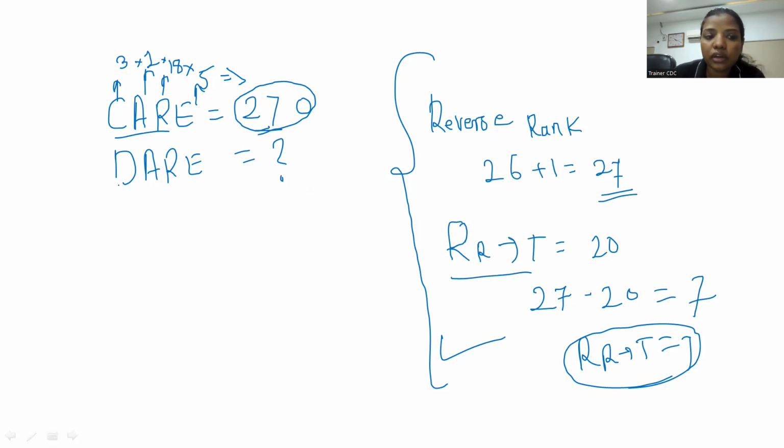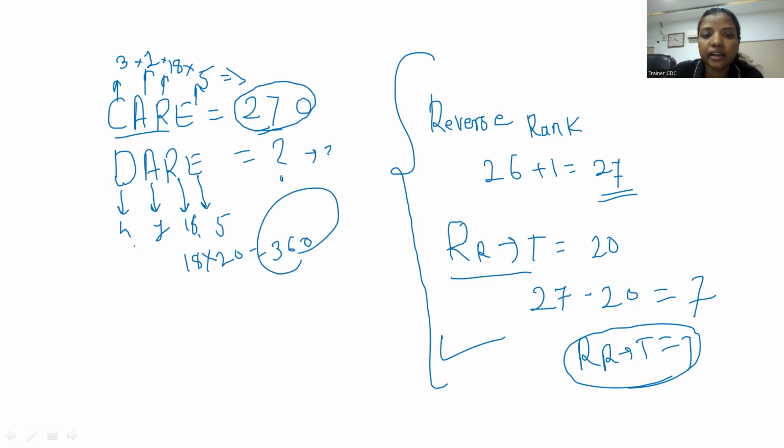So similarly for dare, D is 4, A is 1, R is 18, E is 5. So 5 into 4, 20, 20 into 18, it is 360, correct? So 360 is the correct answer for this question. So this is how you have to solve questions from coding and decoding.